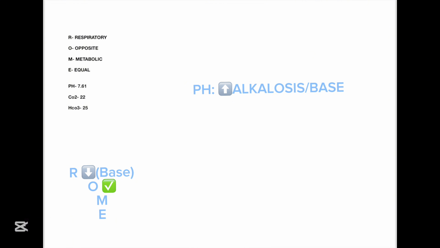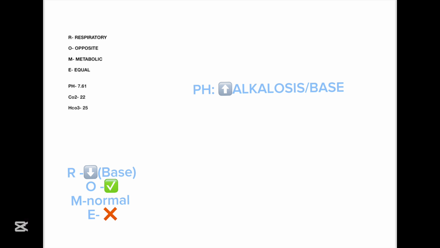Then we go over to the M. Looking at the HCO3, it is 25, which is within the normal range. So beside the M, we could write normal. Then just beside the E, we'll put an X because the pH and the HCO3 are not in equal direction. So it is not a metabolic problem.